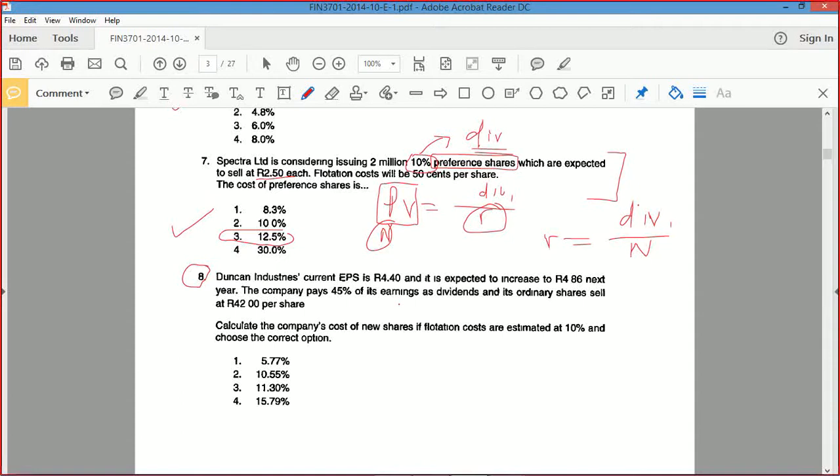Okay, well, what are we trying to do? We're trying to get the new share issue. So let's write down the formula first. What would the formula be for an issue of new shares in terms of cost? R equals D over N plus G. Okay, so R equals div 1 over N plus G. Now, what do they give us in the question? What can we substitute into the formula?